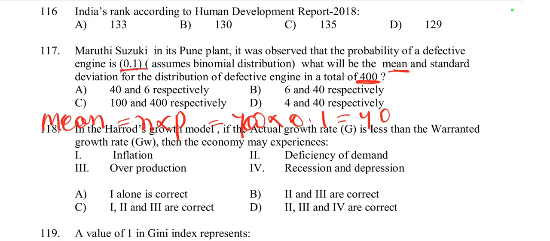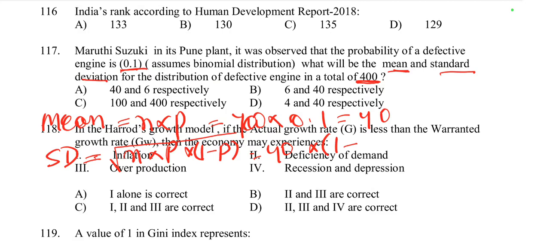Then we find out the value of standard deviation. Mean and standard deviation, we have to find the two values. Mean is equal to 40 and the formula for standard deviation is the root of n into p into 1 minus p. n into p value is 40, into 1 minus p. 1 minus p value is 1 minus 0.1, which is 0.9.